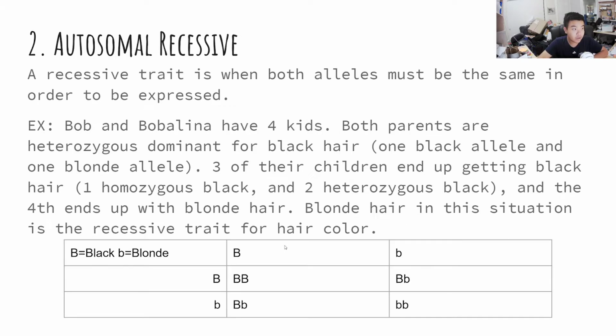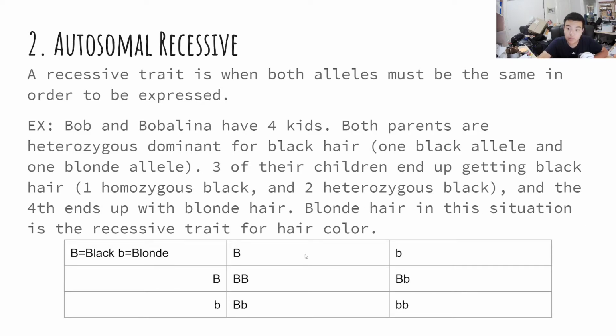Which leads us to our second mode of inheritance, which is autosomal recessive. A recessive trait is when both alleles must be the same in order to be expressed. The example, once again, will be hair color. Bob and Bobalina have 4 kids. Both parents are heterozygous dominant for black hair, which means that they each have one black allele and one blonde allele. 3 of their children end up getting black hair, of which one is homozygous black and 2 are heterozygous black. And the 4th ends up with blonde hair. The blonde hair in this situation is a recessive trait for hair color.